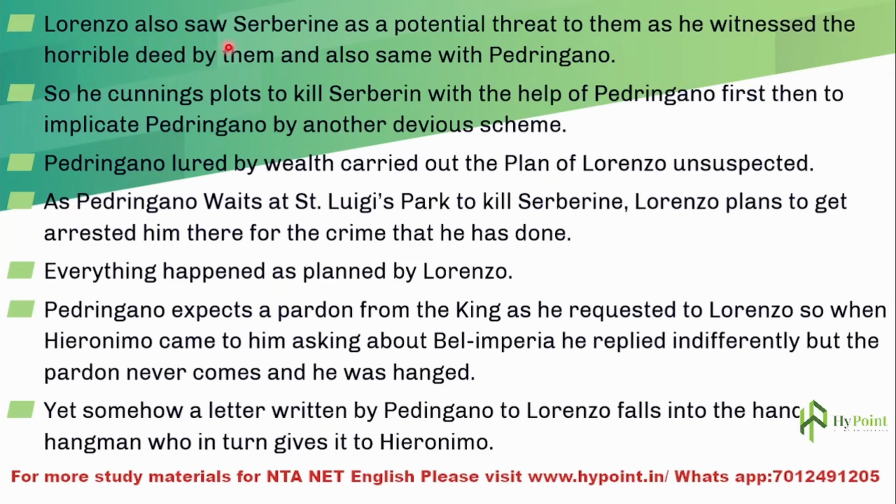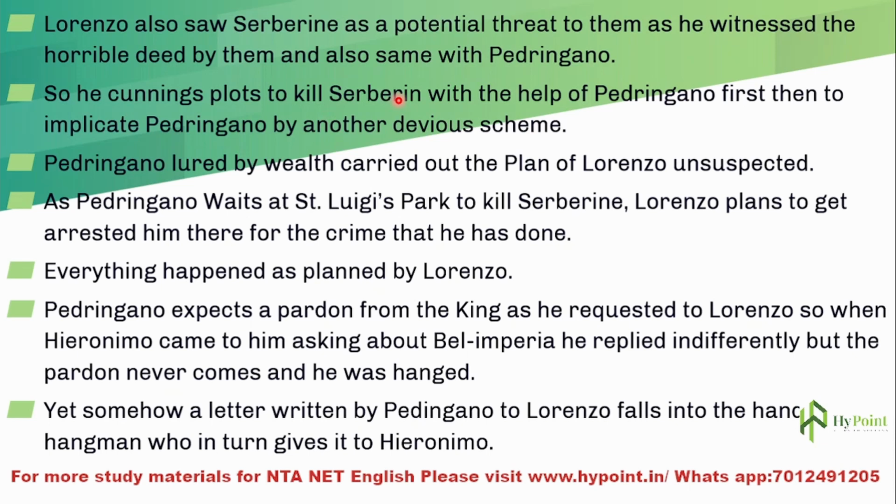Now, Lorenzo also saw Serberine as a potential threat to them, as he witnessed the horrible deed by them, and the same with Pedrigano. Once they murdered Horatio with the help of Pedrigano and Serberine, these two also knew about their horrible plan. So Lorenzo saw Serberine and Pedrigano as a potential threat because both of them witnessed the horrible deed. So he cunningly plots to kill Serberine with the help of Pedrigano. Lorenzo is a very cunning person. First, he will kill Serberine with the help of Pedrigano, then implicate Pedrigano by another devious scheme.